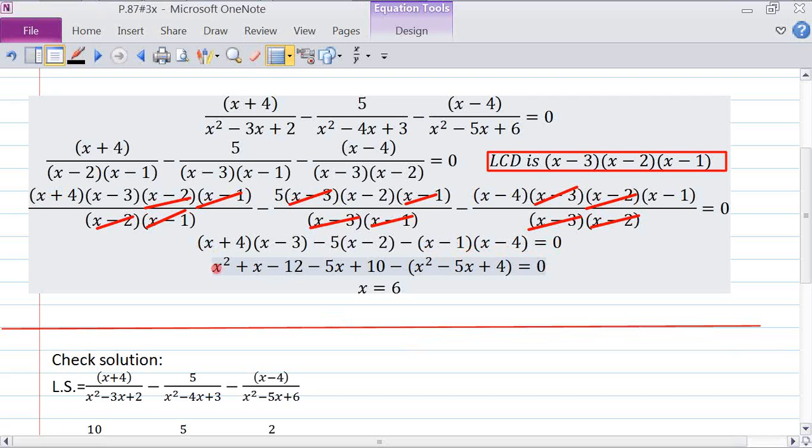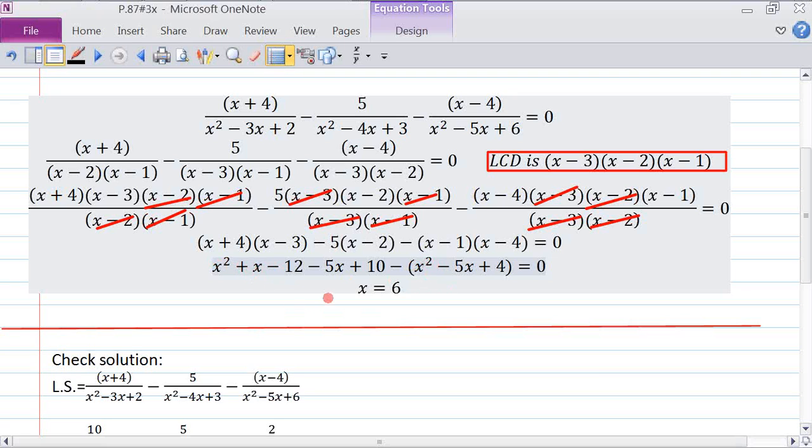And now by the FOIL method, I work out that this is x squared. I combine the inner and the outer to give me plus x. Plus 4 times minus 3 gives me minus 12. Minus 5x right here. Minus 5 times minus 2 gives me plus 10. Now I have a minus, which is this minus over here. And I work out that x minus 4 times x minus 1 gives me x squared minus 5x plus 4. So now you can see that the x squares cancel because I've got an x squared here and I've got an x squared here.